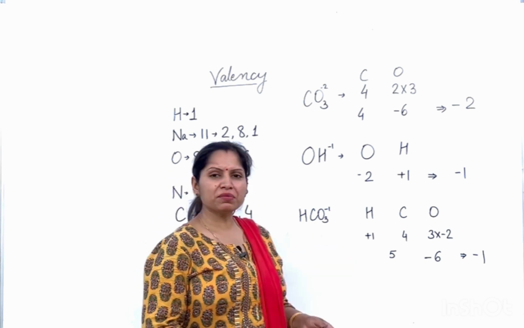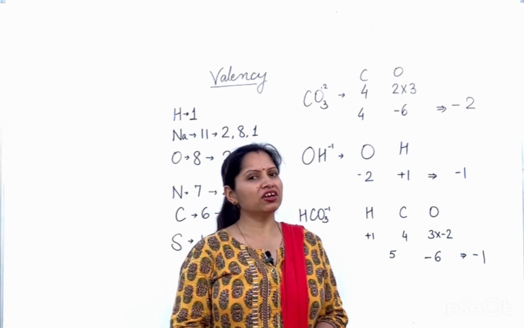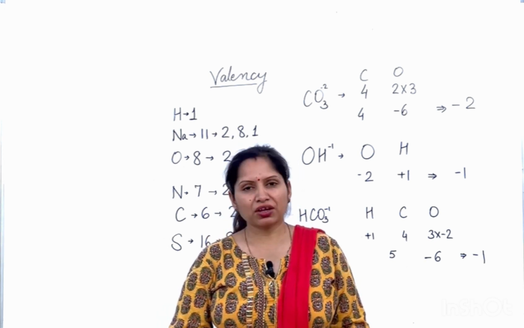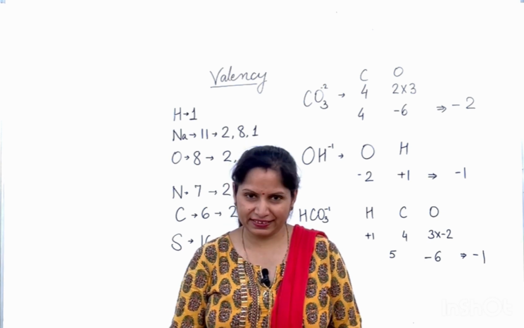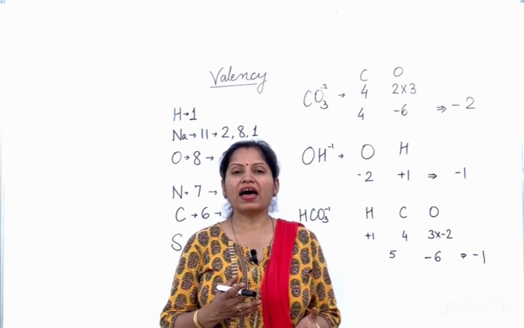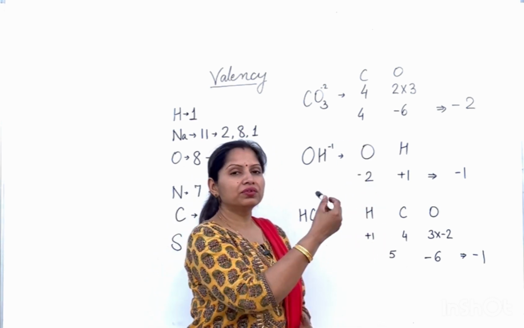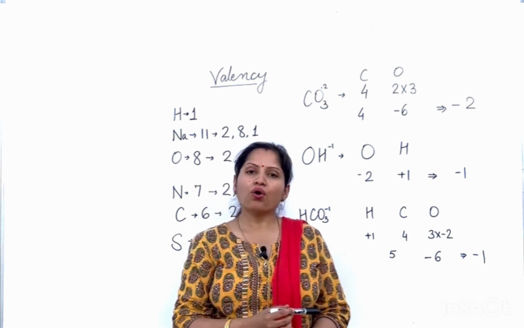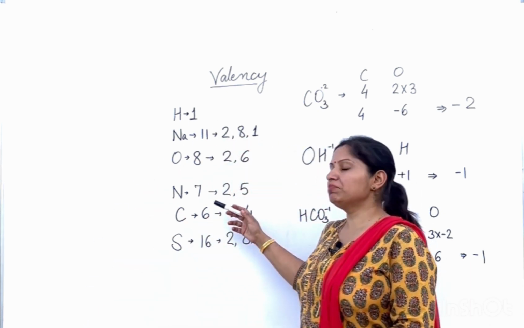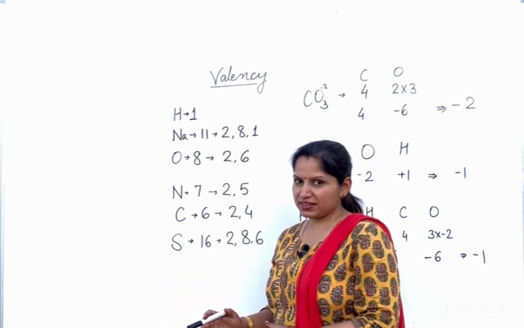For some of the polyatomic ions, you can work out the valencies like this. But for some other polyatomic ions, you won't be able to work out the valencies like this because of the type of bonding in them. There are some other types of bonding also. If that exists, then you won't be able to work it out in this way for all polyatomic ions. But for every element, you will be able to easily work out up to element number 20, that is calcium.